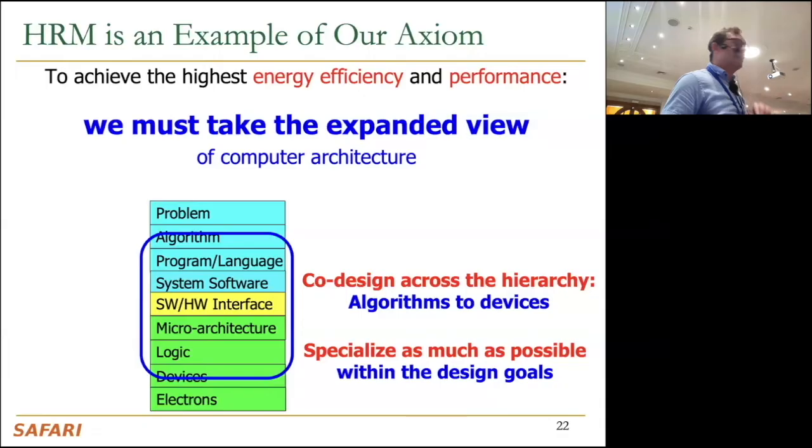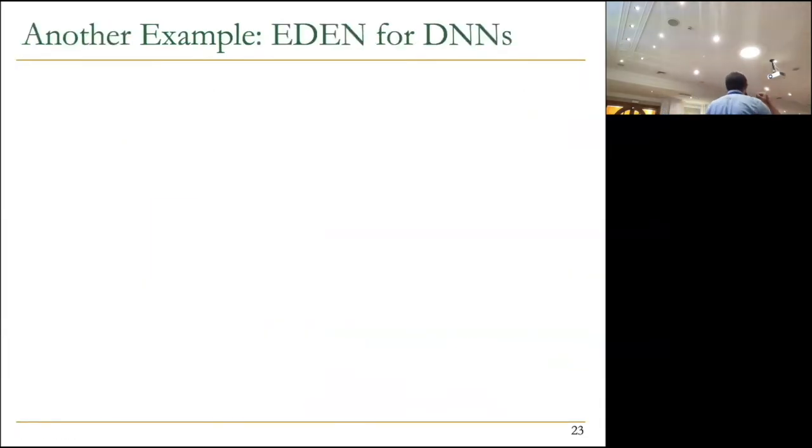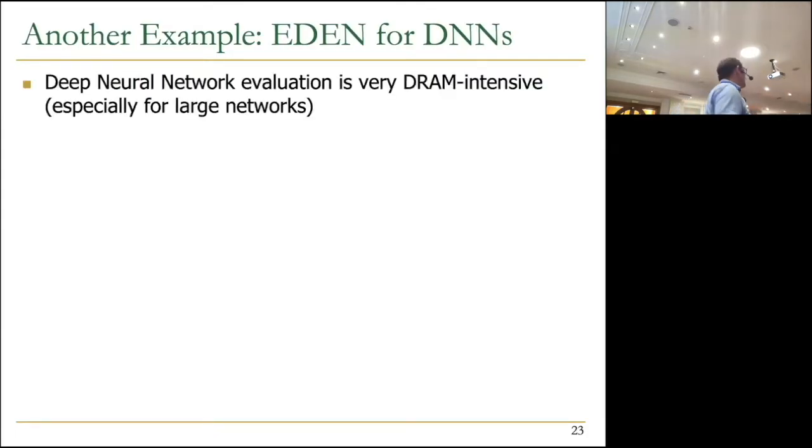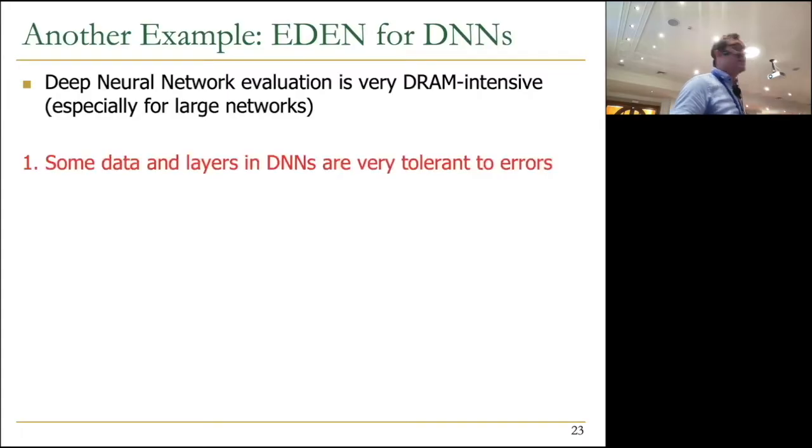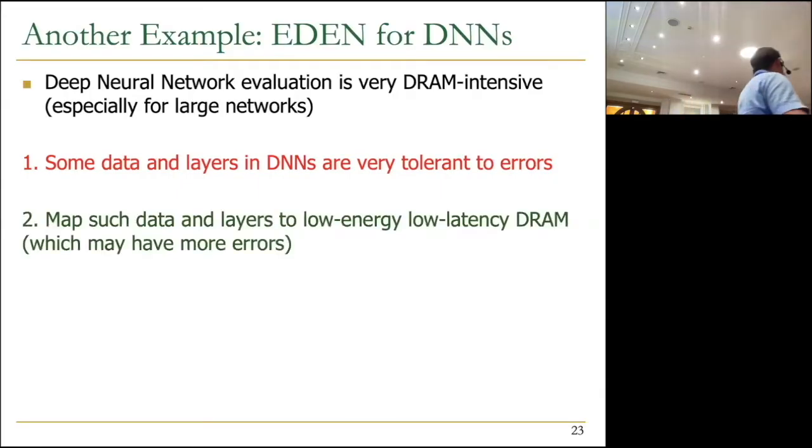I'm going to give you one application that can tolerate it, which is deep neural networks, right? That's the beauty of some of the neural networks. So we've applied this idea more recently to neural networks. If you look at deep neural network evaluation, it's very DRAM intensive. A lot of papers show that. This paper that I'm going to show you shows that also, especially for large networks. And it turns out some data and layers in a neural network are very tolerant to errors. The idea here is to map such data and layers to low energy and low latency DRAM, which may have more errors. Basically, DRAM with a higher error rate, potentially, but it has low energy and low latency.